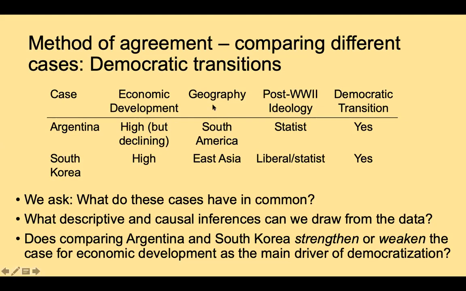Joel says, though the Argentina and South Korea may seem different, the outcome was a product of a healthy economic development and liberal and statist ideologies in the citizens. These both weaken the case for economic development alone as the only factor for democratization. Good, Joel. So Joel's pointing out that because there may be a role for ideology as well, it may actually weaken the role for economic development if there's some reason that ideology is at play here in causing that democratic transition.